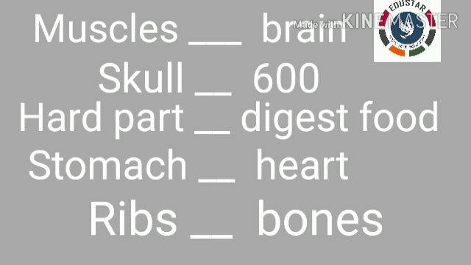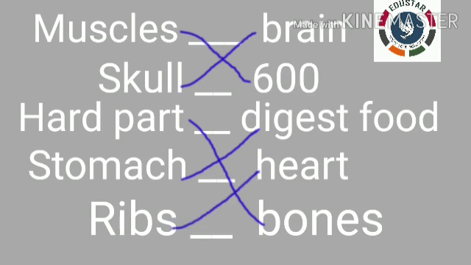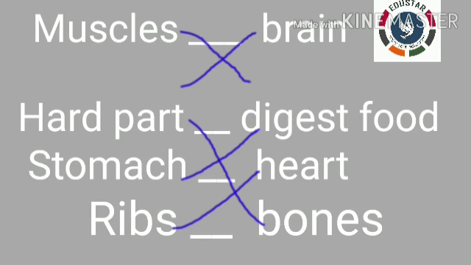Muscles. What is the answer for that? Run is the correct answer. Next, for skull, what is the answer? Brain is the answer. Next, hard part. Where to match that? With bones. Next, for stomach, digest food. For ribs, heart.